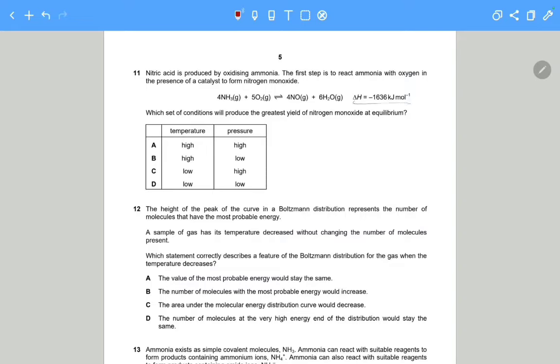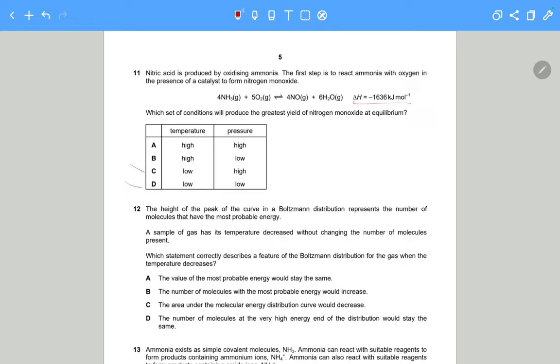So it's an exothermic reaction, so to produce more nitrogen monoxide, we'll need to lower the temperature, because remember Le Chatelier's principle, that increasing the temperature shifts the reaction equilibrium towards the endothermic side. So we need to go towards the exothermic side, which means we need to reduce the temperature. So we need a low temperature, which means it can only be one of options C and D.